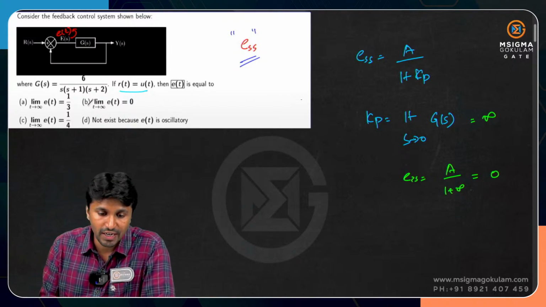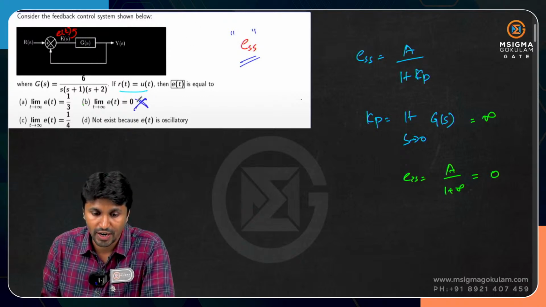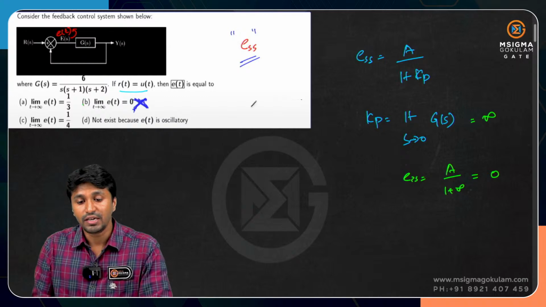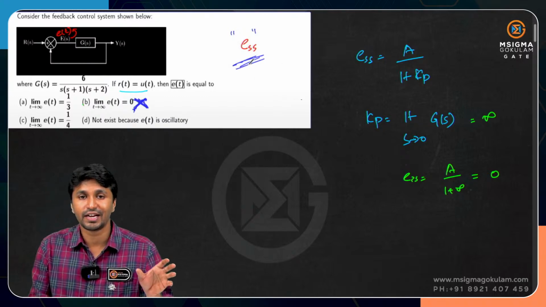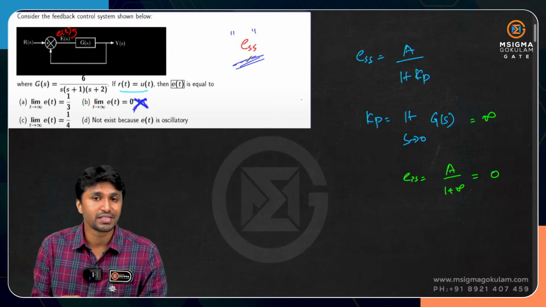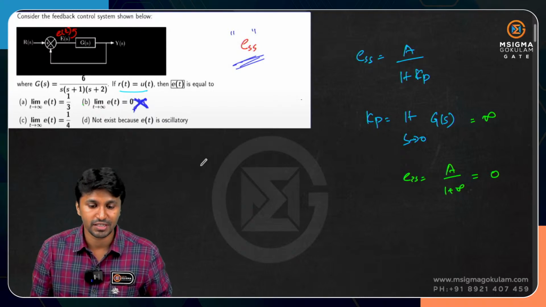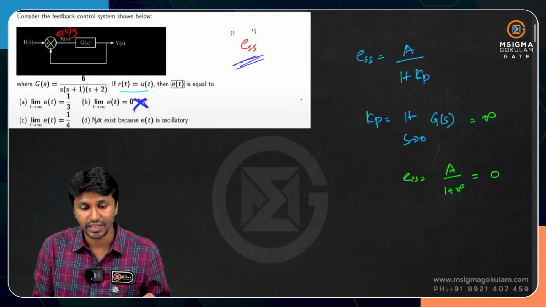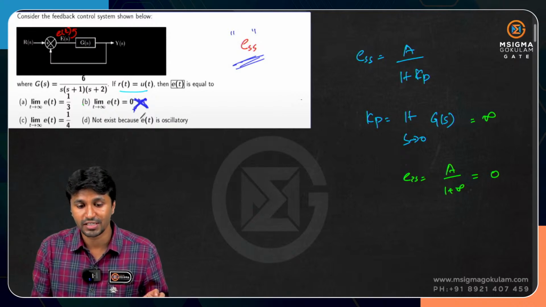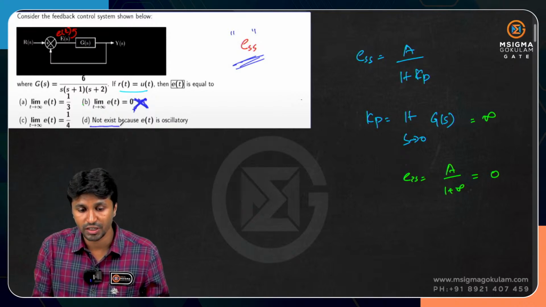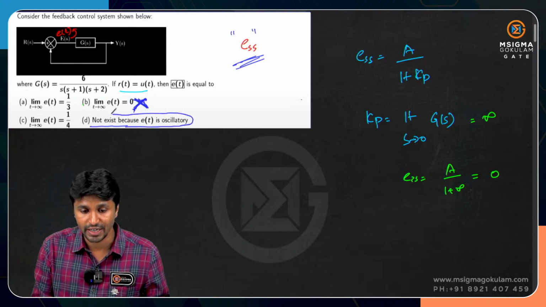So if you have selected this option, then your answer is wrong. Listen, you can apply the steady state error analysis only for a stable system. So listen, the hint for checking whether the given system is stable or unstable: look at the fourth option, does not exist because e of t is oscillatory. Does not exist, that is steady state error.